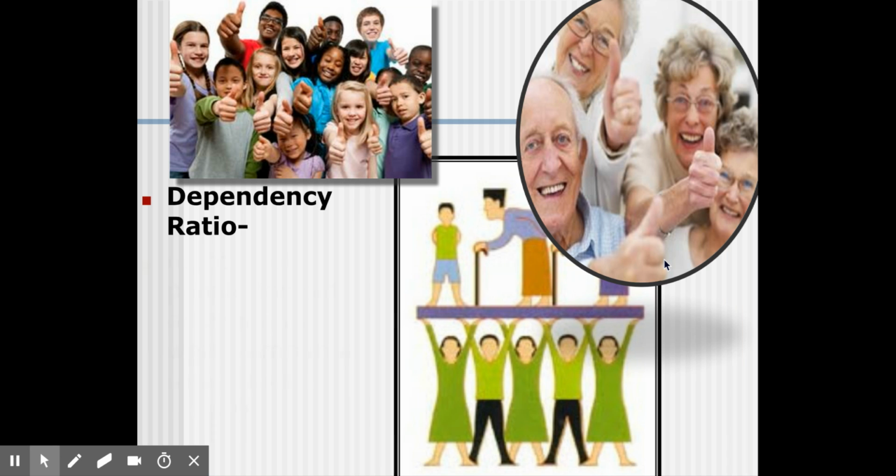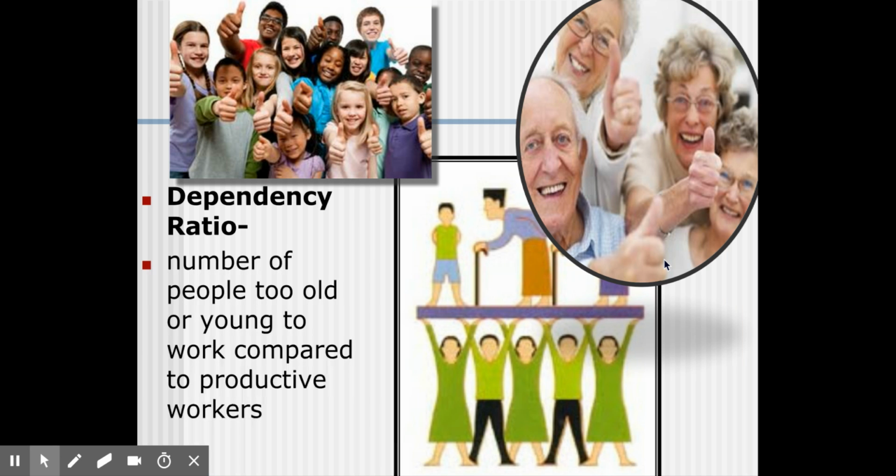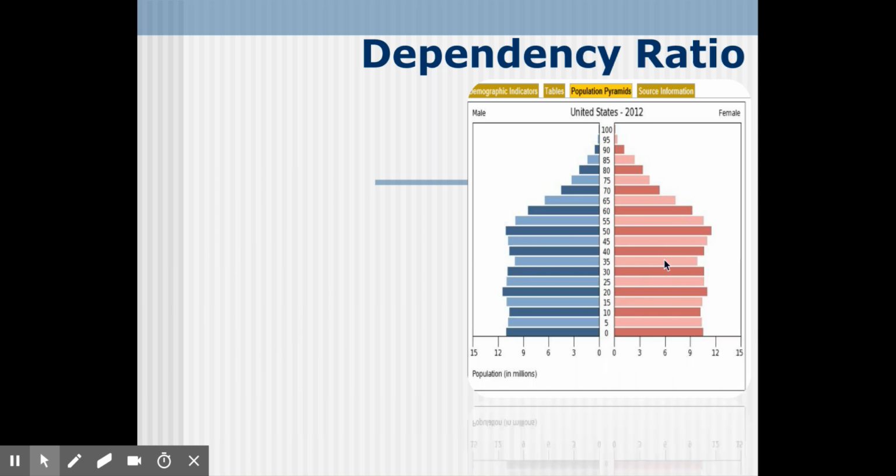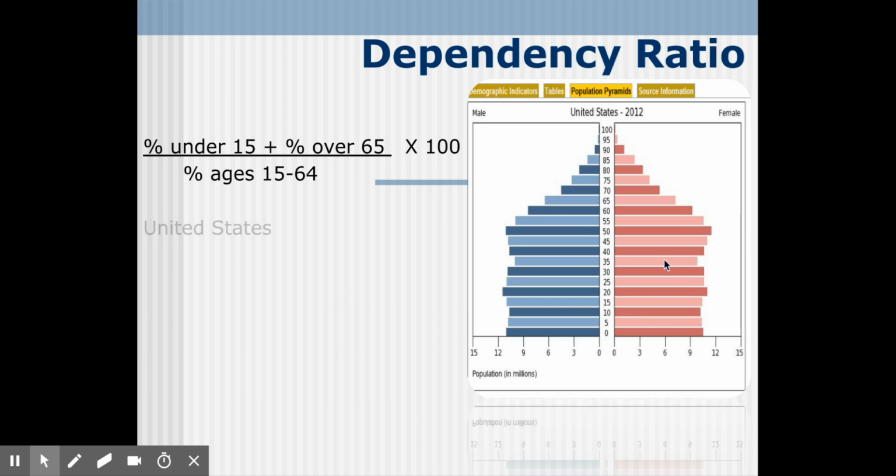dependency ratio. The dependency ratio is just the number of people who don't work divided by the number of people who can work, right? So we're looking at who's too old or too young to work divided by the people who are the right age. So basically, all the people who don't work are divided by the ones who can. So it's anyone under 15 and anyone over 64 times 100, and then we divide that by the percentage of people 15 to 64. That looks complicated, but it's really not.